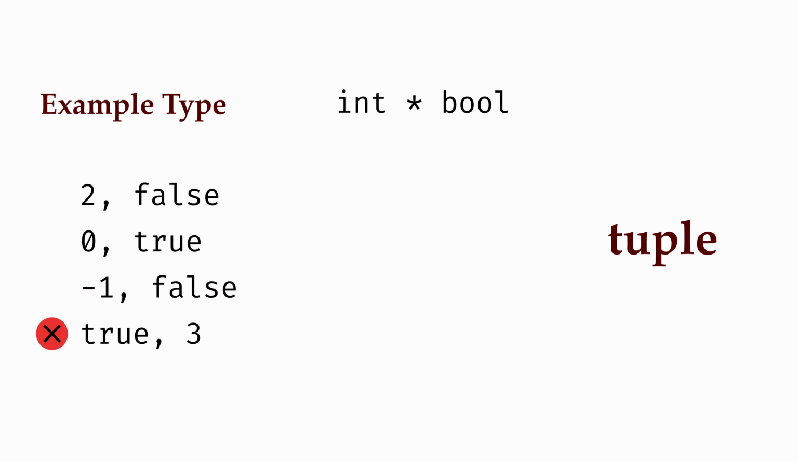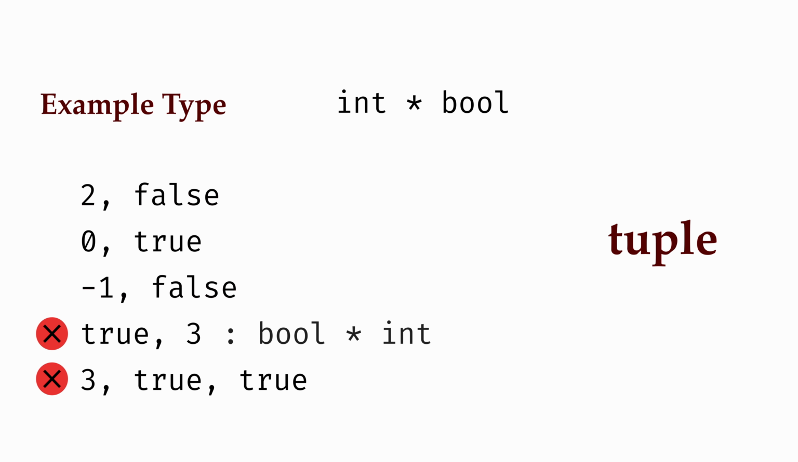All of these are tuples that share the same type. Notably, true, 3 does not have the same int cross bool type. The order of the values is important. So the value true, 3 has type bool cross int, which is a different type. And the number of values is important too. If there's a third value at the end, then the type would need to note that as well. For example, int cross bool cross int.